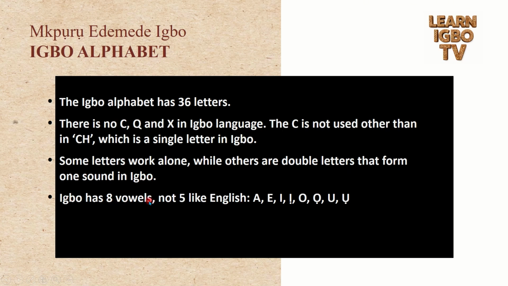Igbo has 8 vowels, not 5 like in English. The 8 vowels are A, E, I, O, U, O.